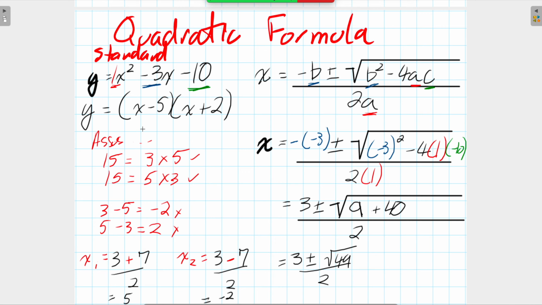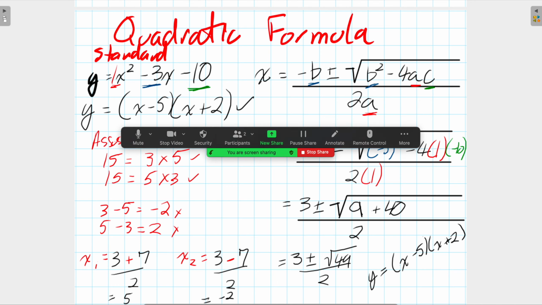Okay, so in terms of creating the factored form, I'm going to try to squeeze it in on the side here. We know y is equal to, the a value is the same, which is 1. I don't have to write it in, but we get x minus 5, x minus negative 2, which is the same as saying x plus 2. And that checks out, we got our factored form. So this was too easy a question to probably use the quadratic formula on, but it is a way of checking. We could have factored.